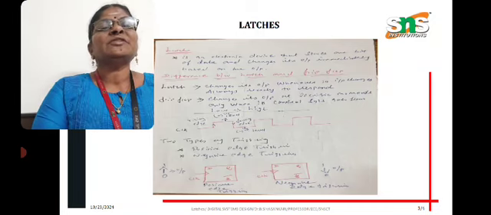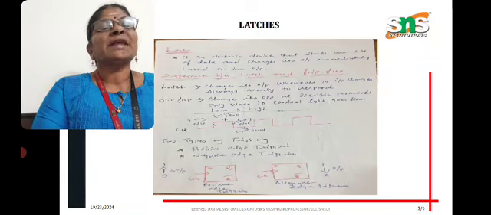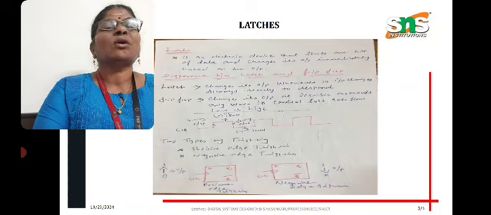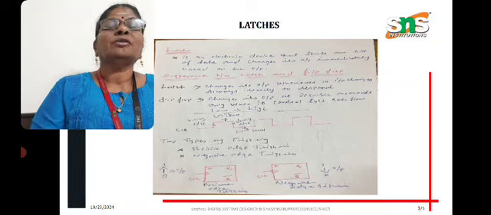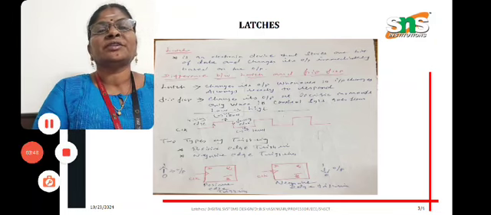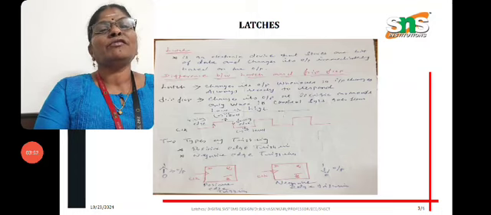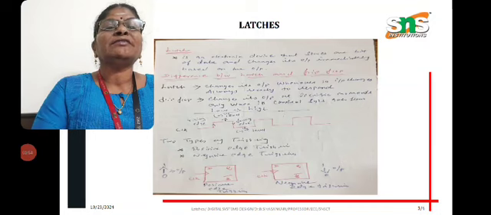So the main difference between flip-flops and latches: a latch changes its output whenever the input changes, immediately it reacts and responds. But a flip-flop needs a trigger for the output to change. Unless and until it is triggered, it will not react. That is why we say it works at a discrete instant of time. So this is the main difference between latch and flip-flop.